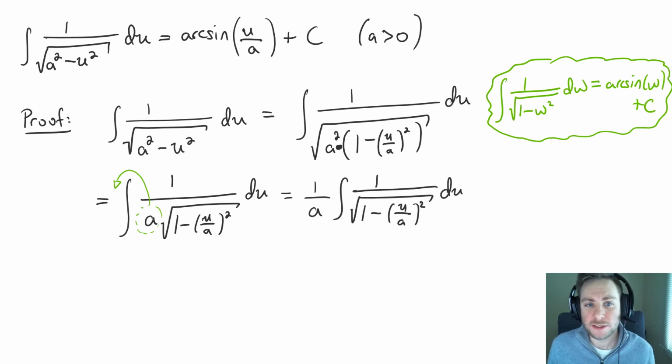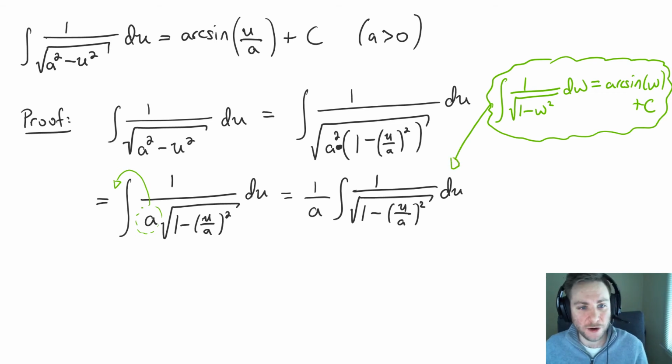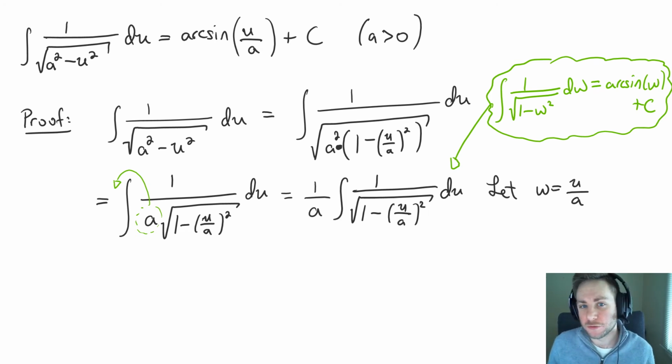And what you'll notice is that this does resemble the form 1 over root 1 minus w squared, provided that we think of u over a as w. And for that, it's necessary to perform a substitution. So we're going to let w equal u over a, and then we need to calculate dw, which is 1 over a du. The easiest way to see that is by recognizing a is just a constant.